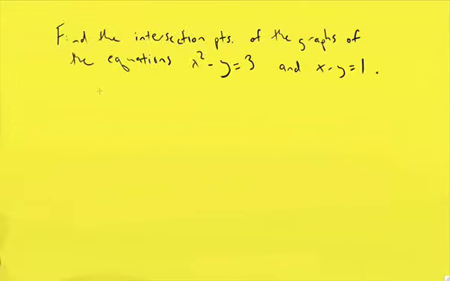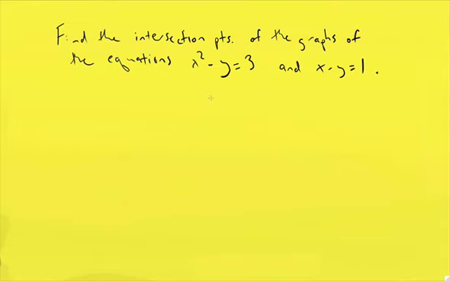Alright, so I want to find the intersection points of the graphs of the equations x squared minus y equals 3 and x minus y equals 1. So both of these equations will yield two different curves, and we want to find out where they intersect. Well, what we know about them is that wherever they intersect, their y-coordinates will be equal to each other. So if we just rearrange the equations and solve for y, and set the two equations equal to each other and then solve for x, we'll be able to get the exact points where they intersect, or point, depending how many there are.